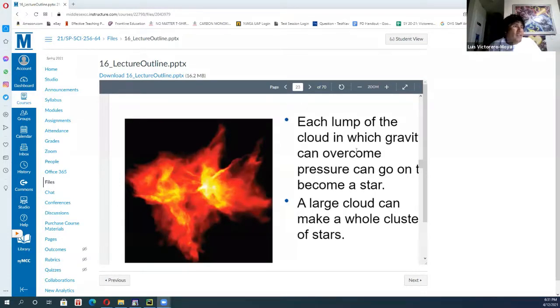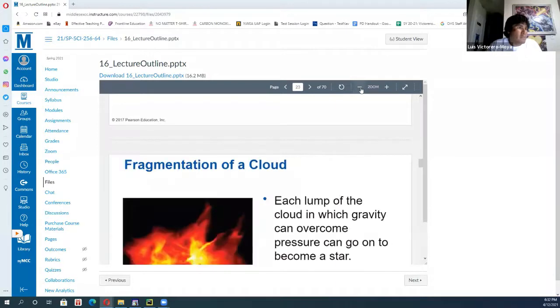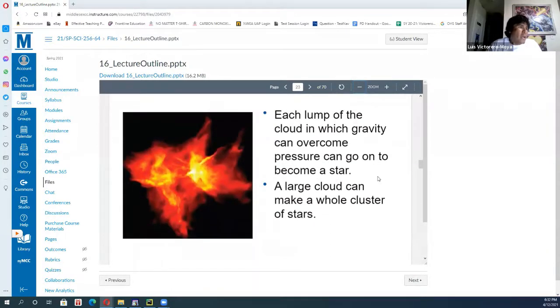All right. So it says that each fragment of the cloud where gravity is overcoming pressure, so that is what we call gravitational contraction, then it can start becoming a star. All right. A larger cloud will normally create a cluster of stars. So it all depends on the process of fragmentation and how big the fragments are. All right. So now there is no more cloud, but there is a whole bunch of fragments.